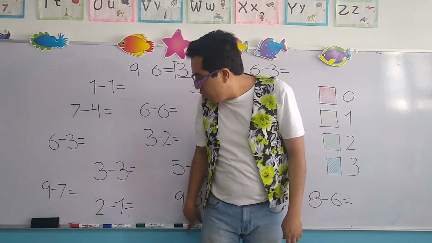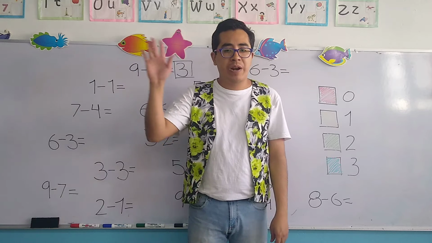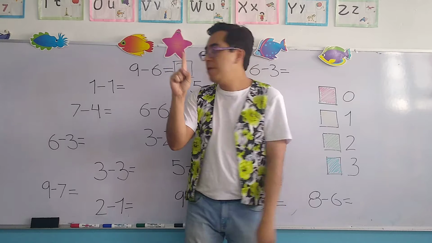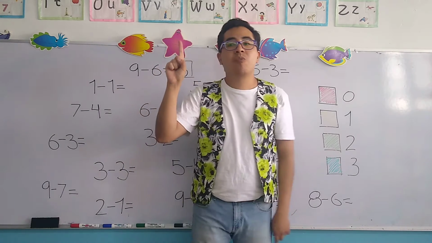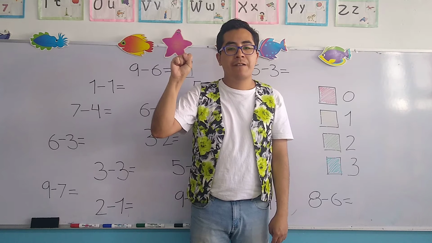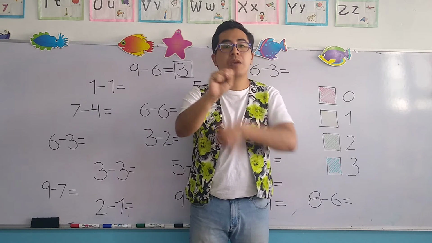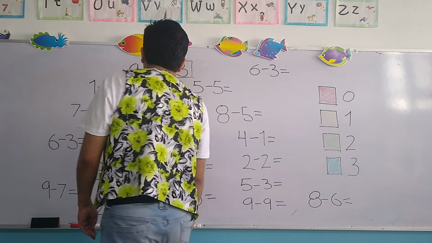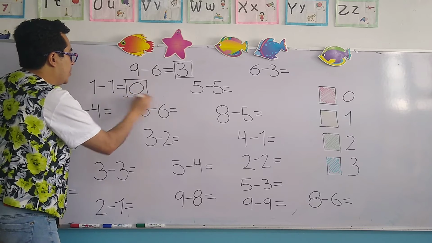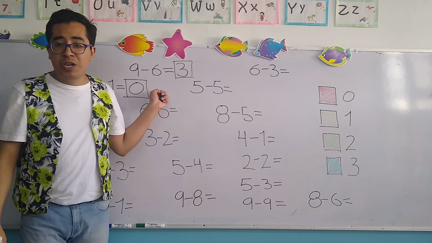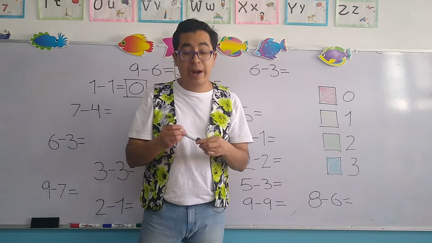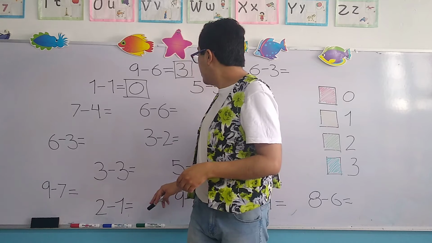1 minus 1. That means using only one hand, utilizando únicamente una manita, one finger, un dedo. 1 minus 1. Vamos a quitar únicamente uno. We remove 1. What's the result? 0, of course, because we don't have any fingers left. So the result, number 0. And remember, number 0, according to the chart, is going to be color red. Okay? Very good. Let's continue.